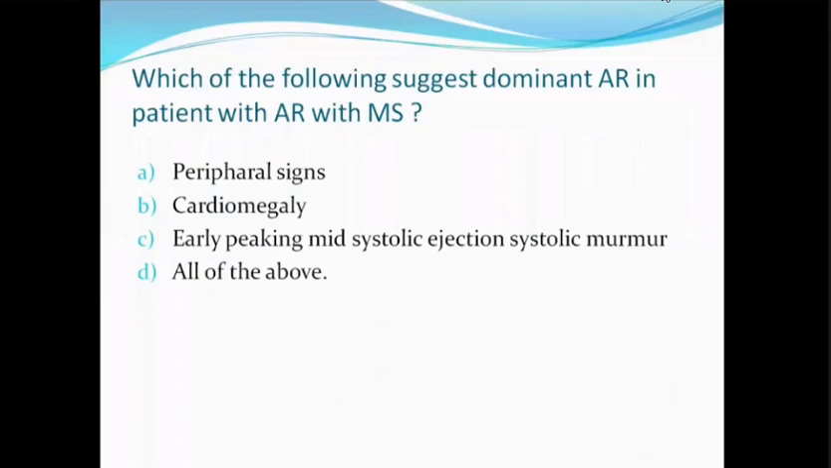Then which of the following suggests dominant AR in a patient with AR with MS? Peripheral signs, cardiomegaly, early peaking mid systolic ejection murmur, or all of the above. So I think it is all of the above features which suggest predominant AR in a patient with AR with mitral stenosis.